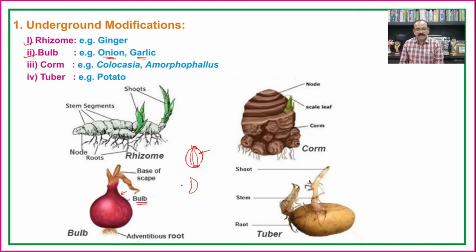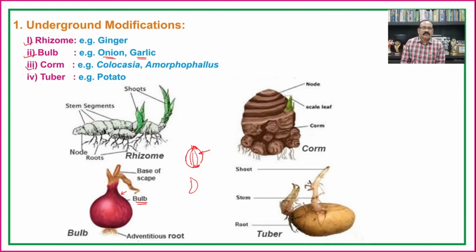A scaly bulb is without any tunic, in case of the lily plant. So these three different types of the bulbs, that is the onion, the second one is the garlic, and the third one is the lily, are found.